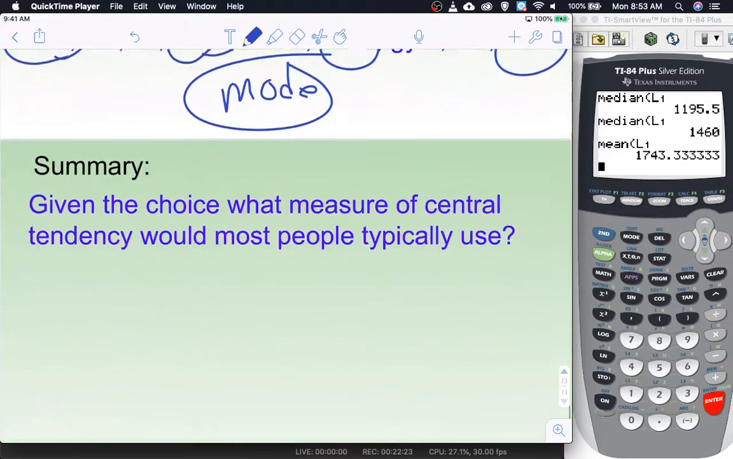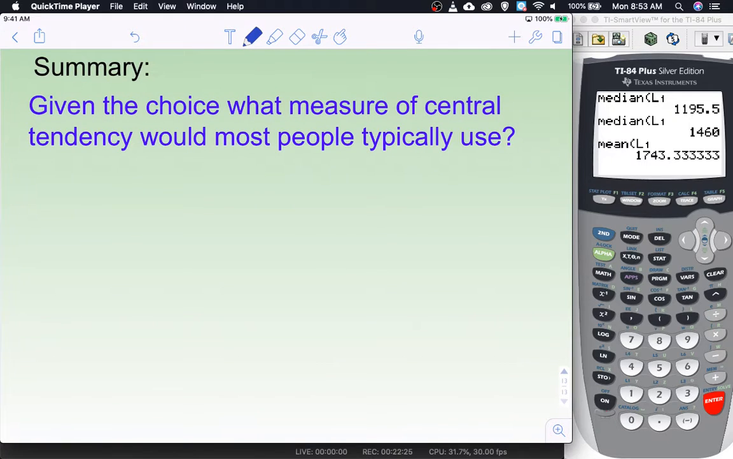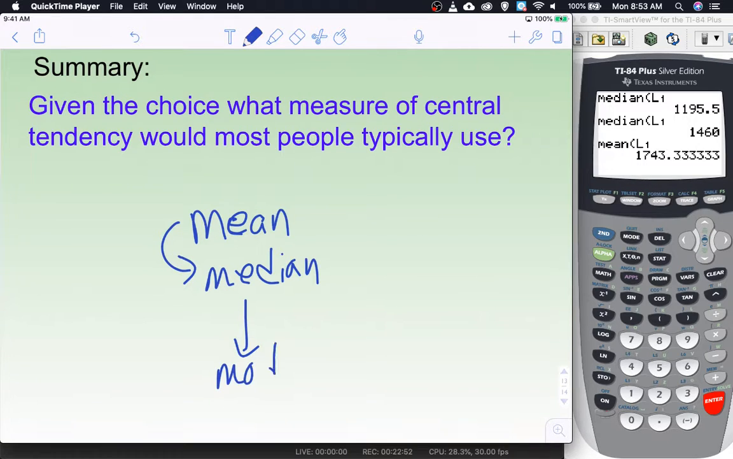All right. So given the choice, what measure of central tendency would most people typically use? Go ahead and pause the video. And the answer is the mean. The mean is what people think of as an average. That's the number they think of like in the middle. So if you were given a choice, choose the mean. If that doesn't work, then you go to the median, and you almost never use the mode unless you're talking about something like categories. Okay?